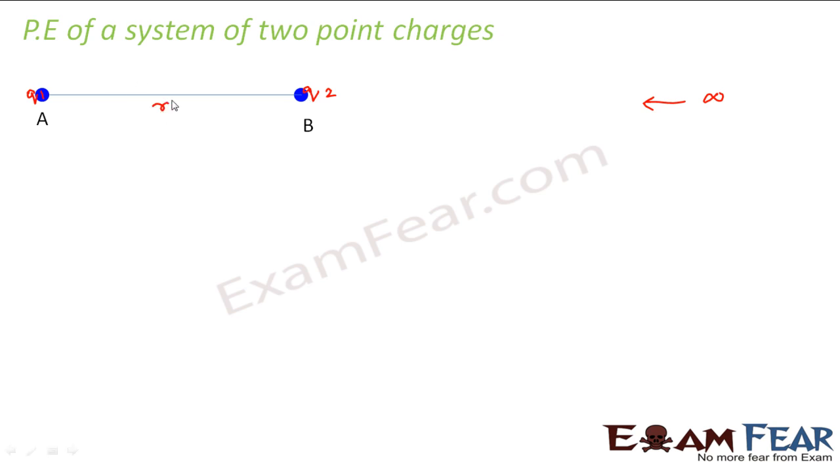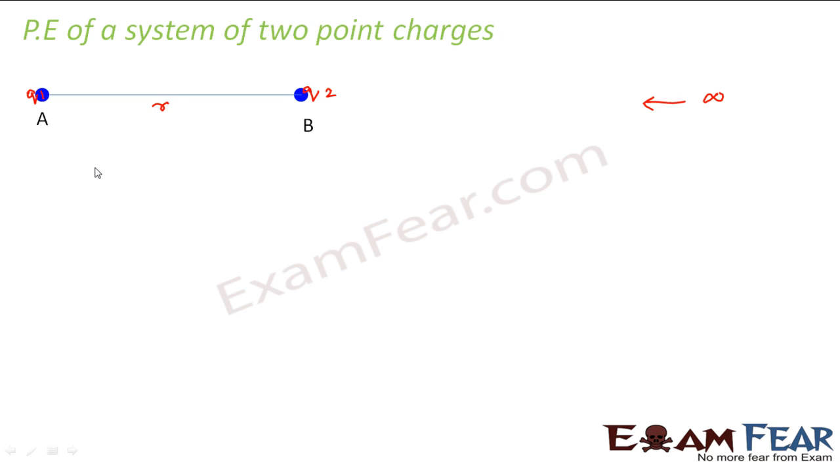So what happens in this scenario? The charge Q1 was already located at point A. Now when you bring Q2 from infinity to B, there is an electric potential which exists due to charge Q1. Since Q1 is already existing there, there will be a potential due to Q1 at point B. So when Q2 comes to point B, it will experience an electric potential due to the charge at point A.